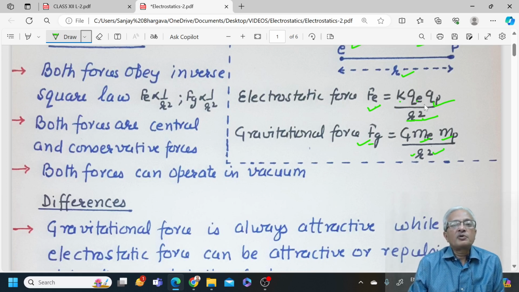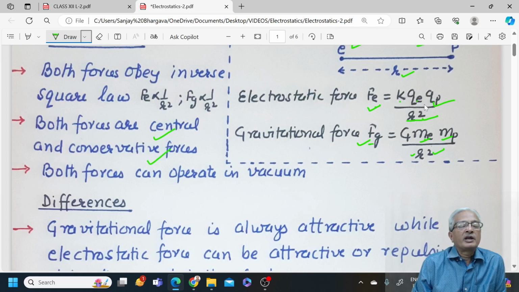Now, since electrostatic force and gravitational force obey inverse square law, both the forces are supposed to be central and conservative. When it comes to central force assumption, that means the direction of the force must always be along the line joining the center of either two charges or the center of two masses. A force is said to be conservative when the work done along the closed path is equal to 0 or the work done depends only on initial and final positions. Both forces can operate in vacuum.